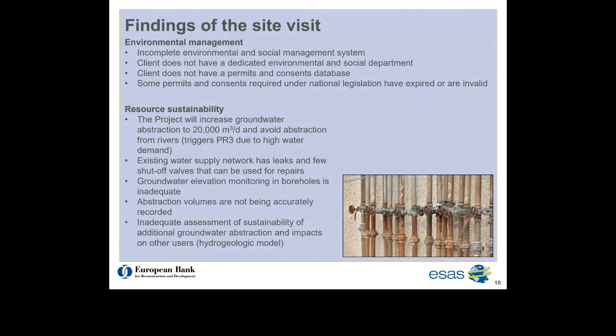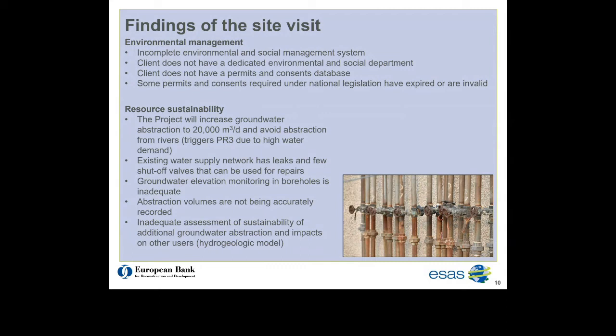And we could already see that within that, what we could read in the database, some of those permits and consents, which were required under national legislation, had expired or were invalid, indicating there was a lack of tracking of their consents, the reapplication for new abstraction consents, and generally poor management of the environmental and social aspects of the projects. We're also looking, particularly at PR3, at resource efficiency and sustainability.